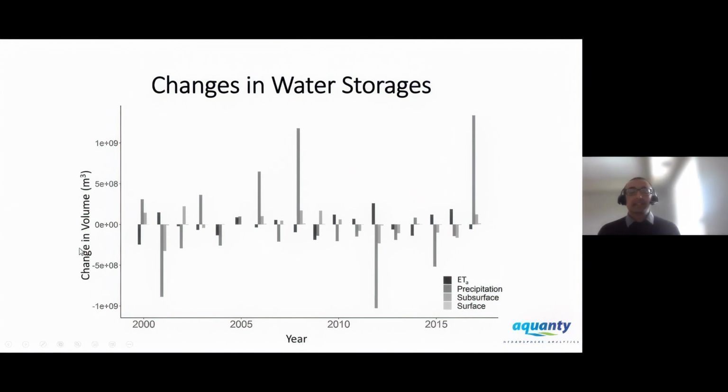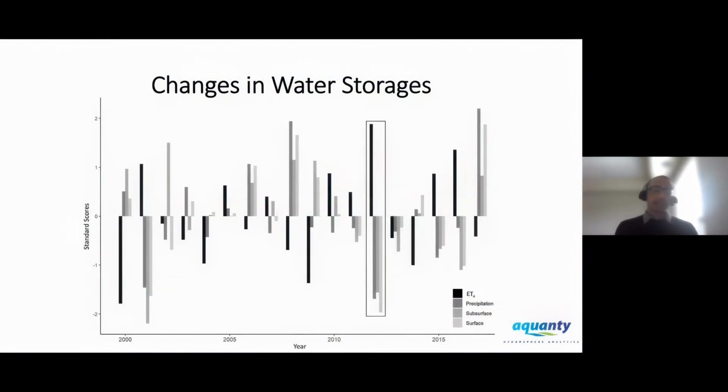But what if we want to see the change in the subsurface and surface storage with respect to their size? Because the surface storage is small and the subsurface storage is much bigger in volume as compared to the surface storage. So we have to compute the standard scores. Therefore, we have computed the standard scores, and here you can see the change in these variables with respect to their size. And again, here you can see that the surface change is more than the subsurface change with respect to its size. Although its size is small, so the contribution by volume is small, with respect to its size, it is more than the subsurface storage.